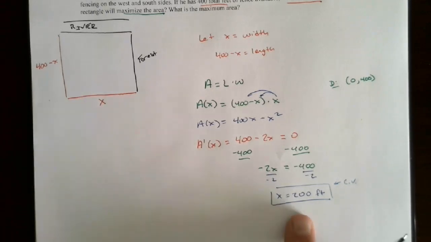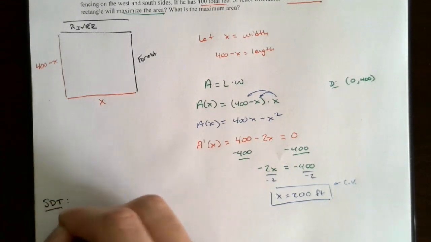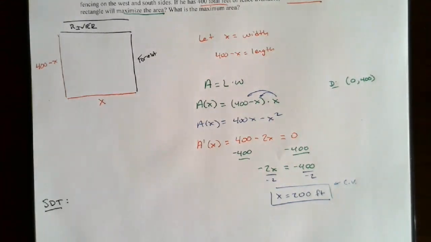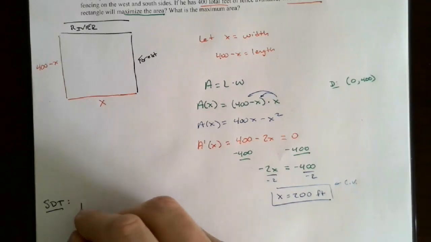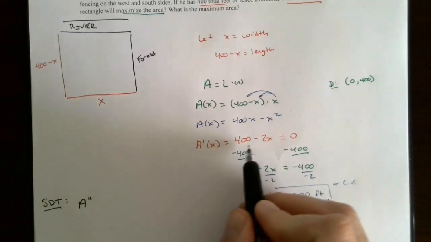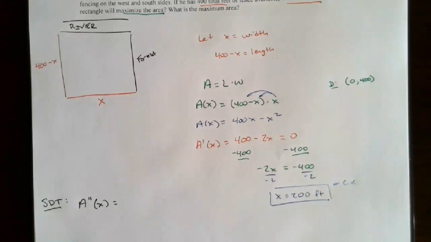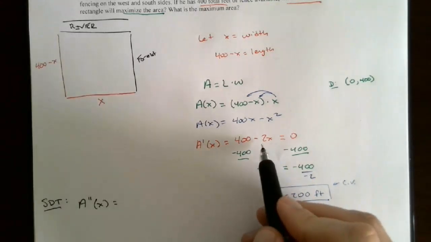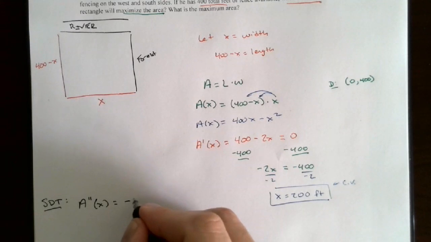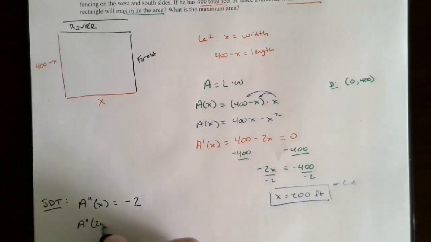The ways we test to see if we have a max or a min at a critical value is either by using the first derivative test or the second derivative test. I'm going to use the second derivative test because it's typically easier. It's a little more quick. For the second derivative test, you remember you need to find the second derivative. In this case, the second derivative comes from the derivative of A prime. So A double prime of x is equal to the derivative of 400, which goes to 0, minus 2x. The derivative of that is just going to be negative 2. And remember, when you use the second derivative test, you want to substitute in the value we're talking about for our critical value. So it's A double prime of 200.